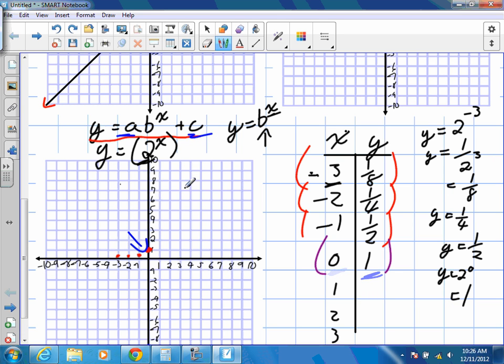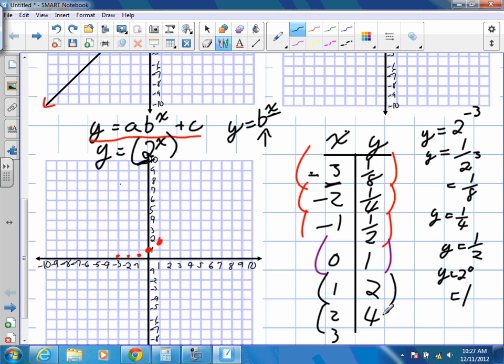Now from there it starts to change a little. What is 2 to the power of 1? 2. Right, so this will be another coordinate. We have a value at 1 and 2. What about 2 to the power of 2? It's going to be 4. So we're going to have a coordinate at 2 and 4. What about 2 to the power of 3?